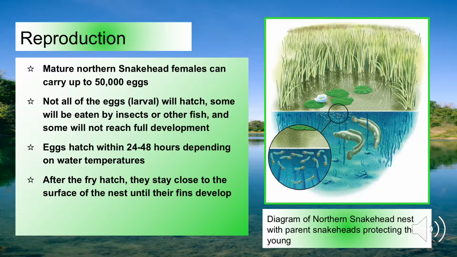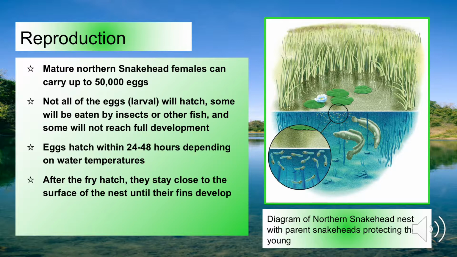A problem that many states in the United States are facing is the fast reproduction rate of northern snakeheads. The mature northern snakehead female can carry up to 50,000 eggs. Not all the eggs, or larvae, will hatch. Some will be eaten by insects or other fish, and some will not reach full development. The eggs will hatch within 24 to 48 hours, depending on the water temperatures.